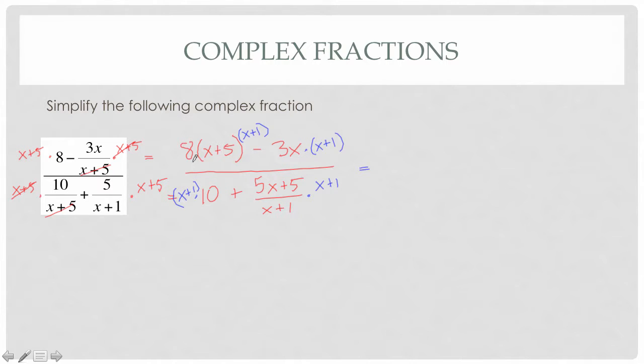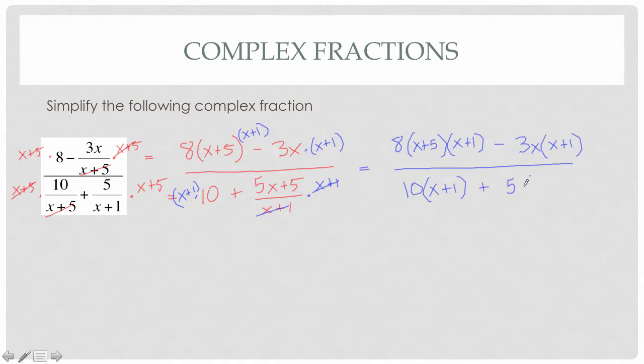Hopefully this is making sense, but what do we have now? We have 8 times x plus 5 times x plus 1. We multiplied both of those factors, minus 3x times x plus 1, all divided by 10 times x plus 1 plus, and here's where it gets a little bit nicer, x plus 1 times x plus 1. Those divide out to leave just 5 times x plus 5.